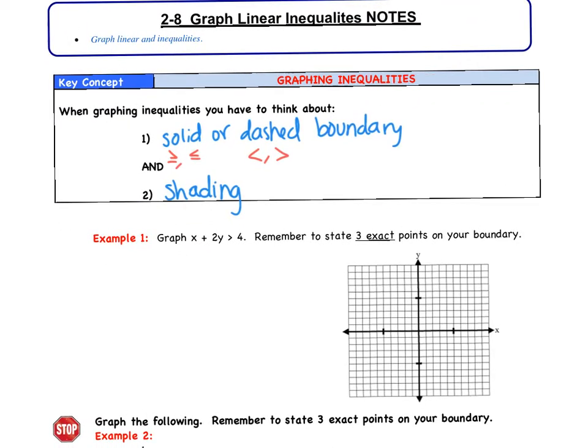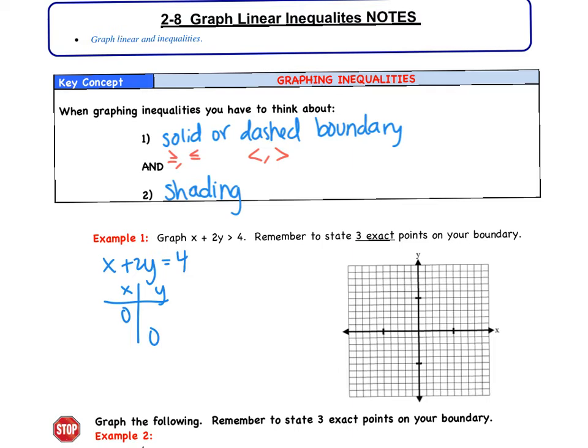It says graph that equation. Remember to state 3 exact points on your boundary. So, the way we're going to approach this, first thing we're going to do is ignore the inequality. And we're just going to graph this like a normal line. This line is in standard form. This is when we've normally done the XY chart. Put in a 0 for X, put in a 0 for Y.